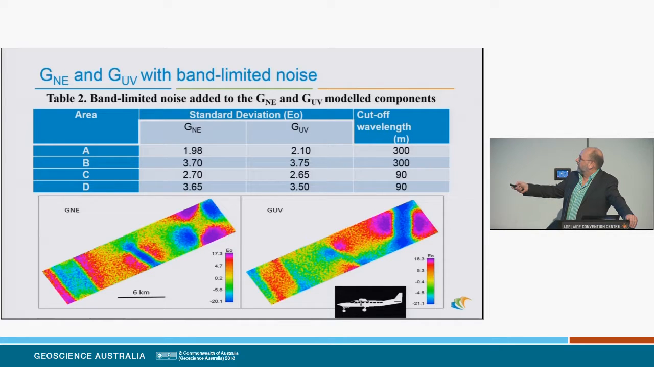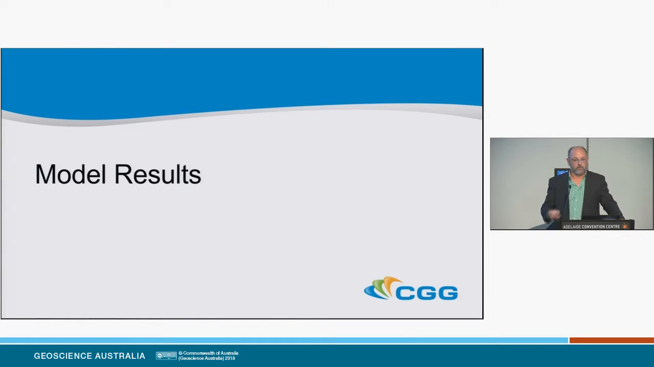So here is the example for Area A, which was flown fixed wing in gentle terrain. The G&E and GUV data after the addition of these noise levels and after filtering at the same filter cutoff that we used on the actual survey.